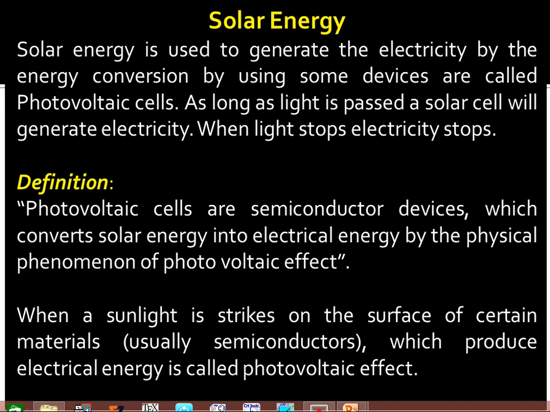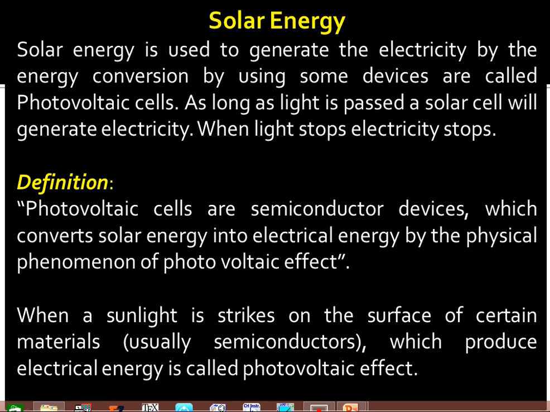Some materials are responsible for this conversion from solar energy into electrical energy. Those cells or materials are called photovoltaic cells. Generally, these photovoltaic cells are made up of silicon semiconductor. Light continuously hitting this semiconductor produces electricity. If you stop the light from hitting it, the production of electricity also stops.